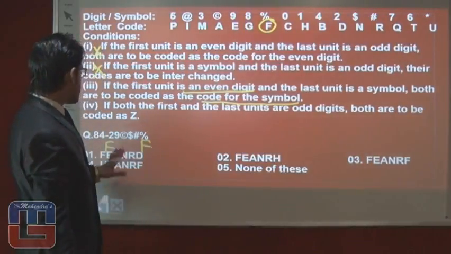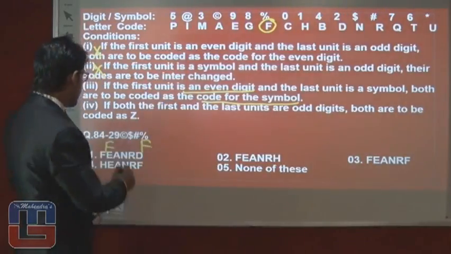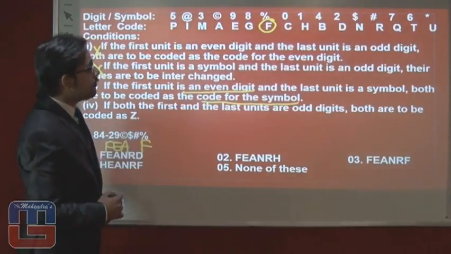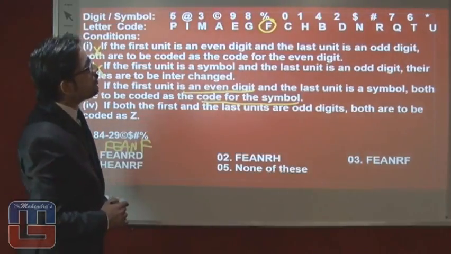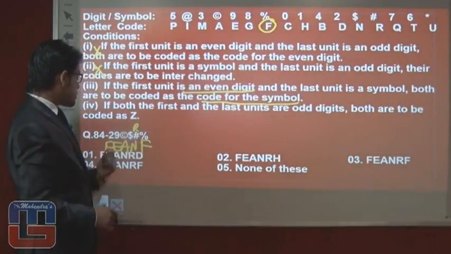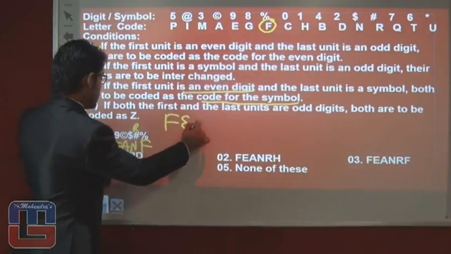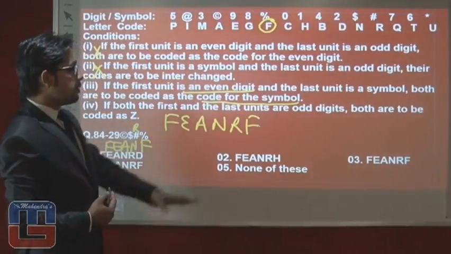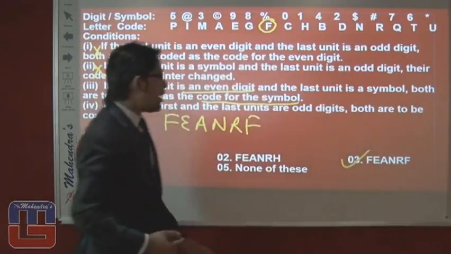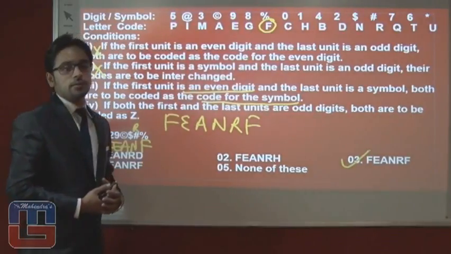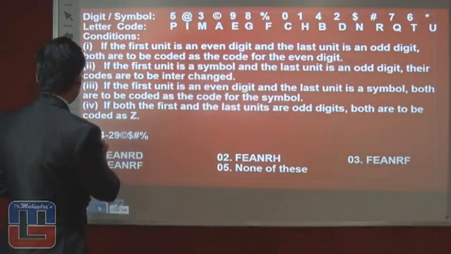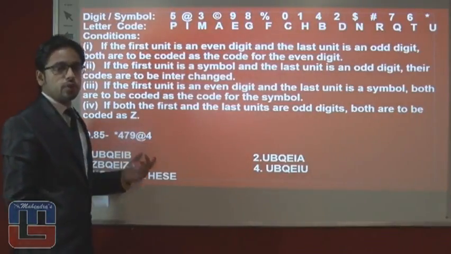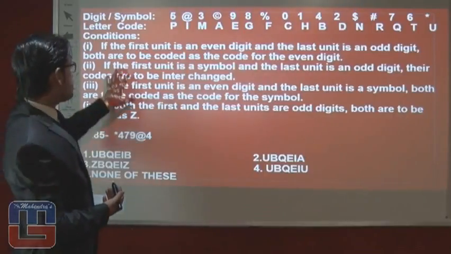Now you can see here, code for 9 is E, code for copyright will be A, code for dollar will be N, and code for hash will be R. Now we have to find this answer, F, E, A, N, R, F. This is written in option number 3. So the right answer will be F, E, A, N, R, F, which is written in option number 3. Let's move on towards the next question. Again, this type of question you can easily answer with the help of these conditions.